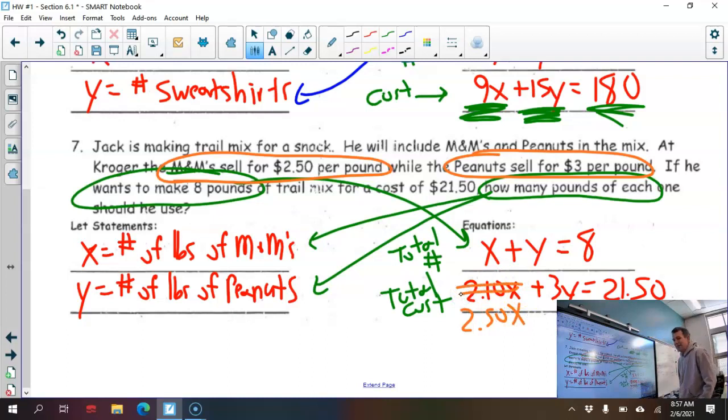And that's what happens when I go too fast. And so my equation should be 250x plus 3. This would be the total cost of all the M&Ms. And of course, this would be the total cost of all the peanuts. And if you add them together, you get the total cost, which they told you is $21.50, right?